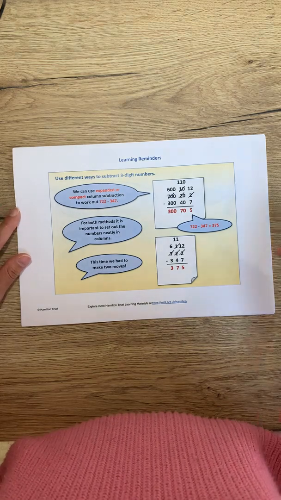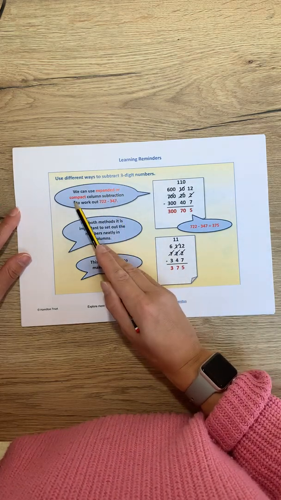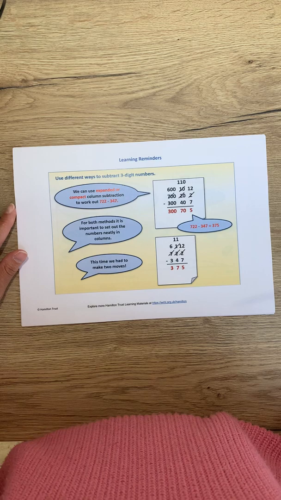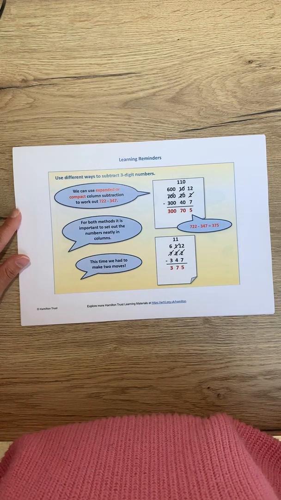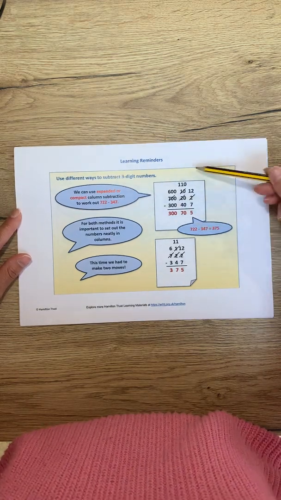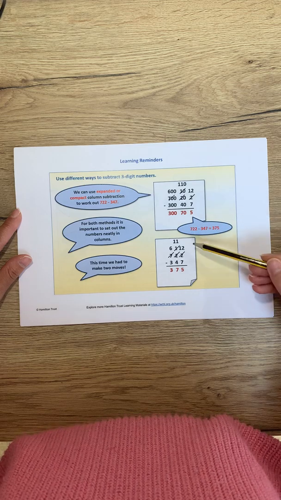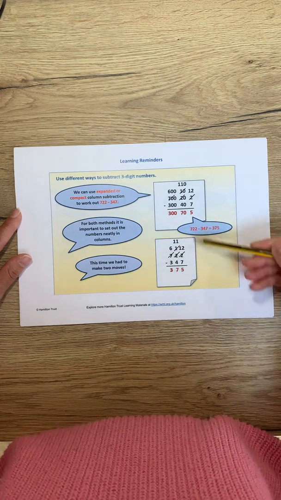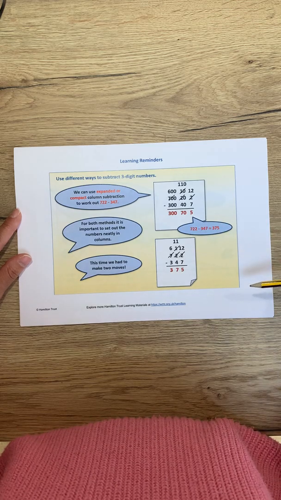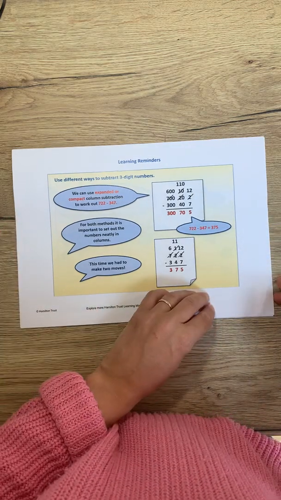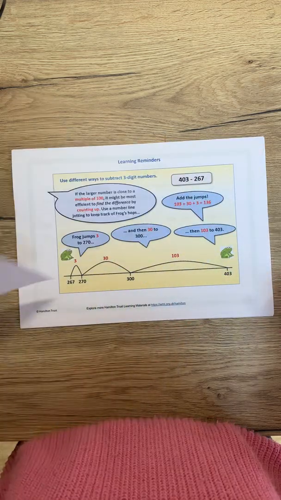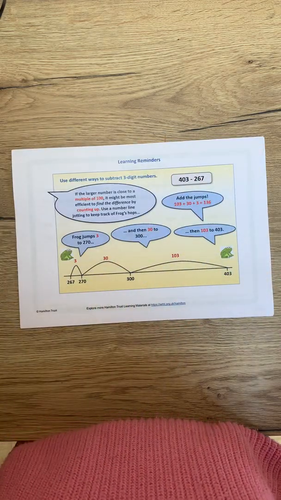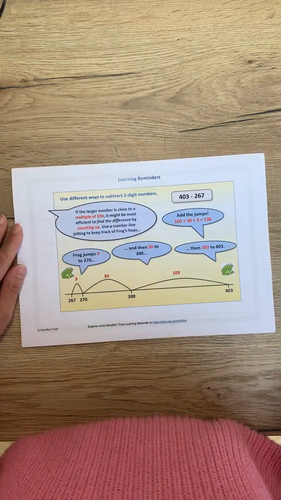This week, we've looked at using both the expanded and the compact method for column subtraction. You'll see here is the example for the expanded method. Here is the example for the compact method, both of which generate exactly the same answer. You might feel more confident using one than the other. There is another method that we can use when we are looking at subtraction.